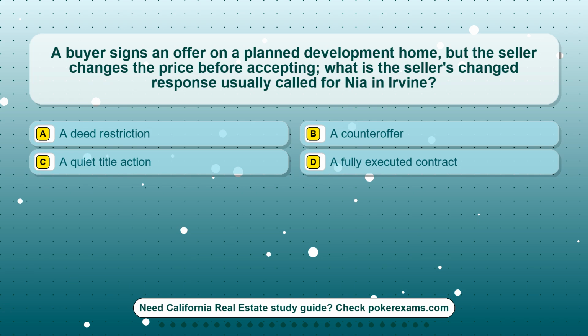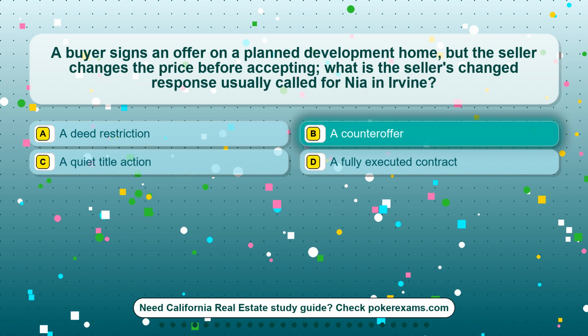Question 5. A buyer signs an offer on a planned development home, but the seller changes the price before accepting. What is the seller's changed response usually called for Nia in Irvine? Option A, a deed restriction. Option B, a counteroffer. Option C, a quiet title action. Option D, a fully executed contract.